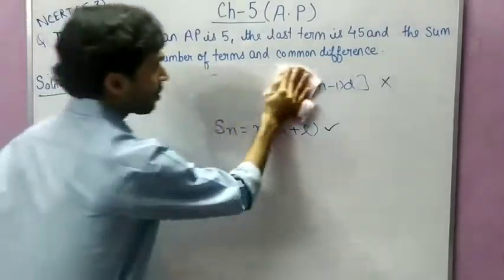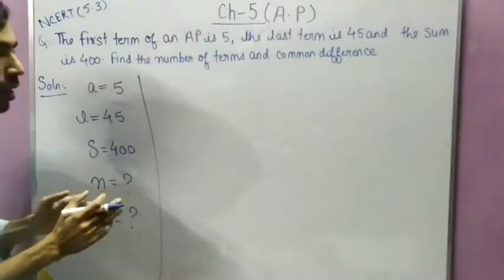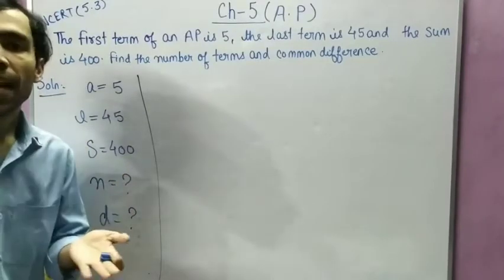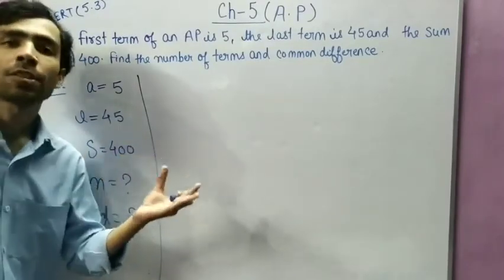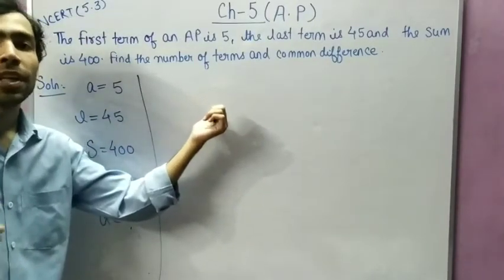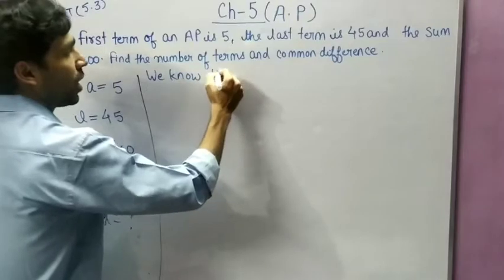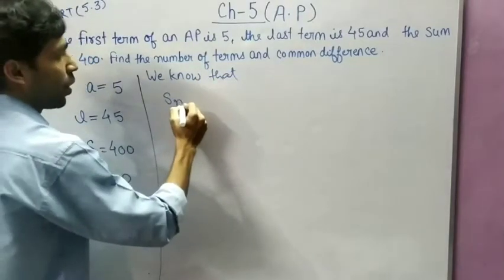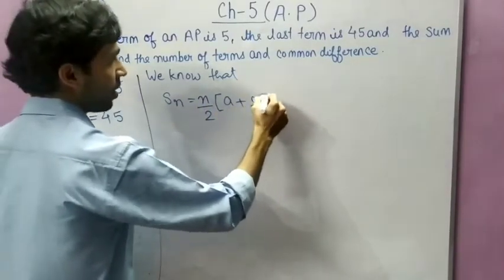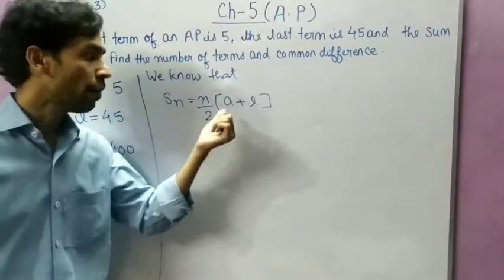So what will you write, students? Whenever you see the sum formula, and in the sum formula the values of a and l are given, meaning the values of first term and last term are given, then you can simply apply that formula, that is Sn equal to n by 2 in bracket a plus l. So we know that Sn equal to n by 2 in bracket a plus l. This is the formula of sum of first n terms in terms of first term and last term.